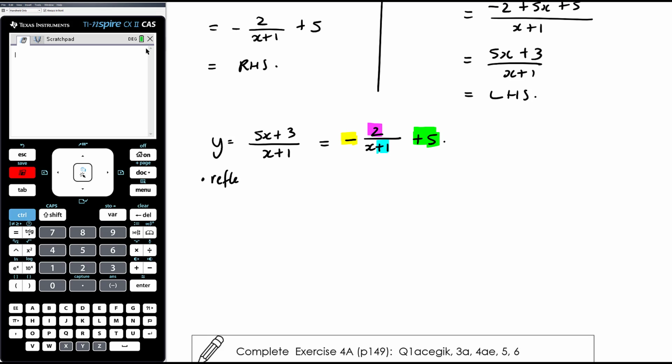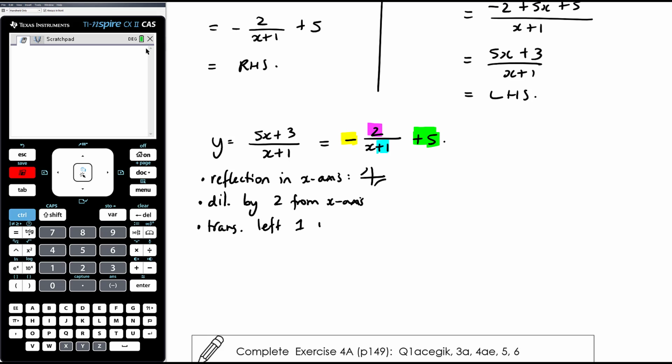So we've got reflection in the x-axis, so the graph shape is going to be in these two quadrants. We've got dilation by factor of 2 from the x-axis, so that's just going to stretch it. It'll just change where the points are, so we don't need to think about that in the drawing. We've got a translation to the left by 1 unit, and a translation up by 5 units. So this means we've got an asymptote at x equals negative 1. This means we've got an asymptote at y equals 5.